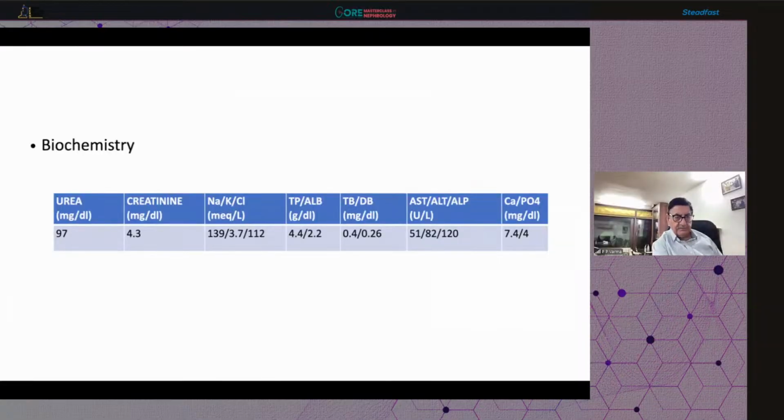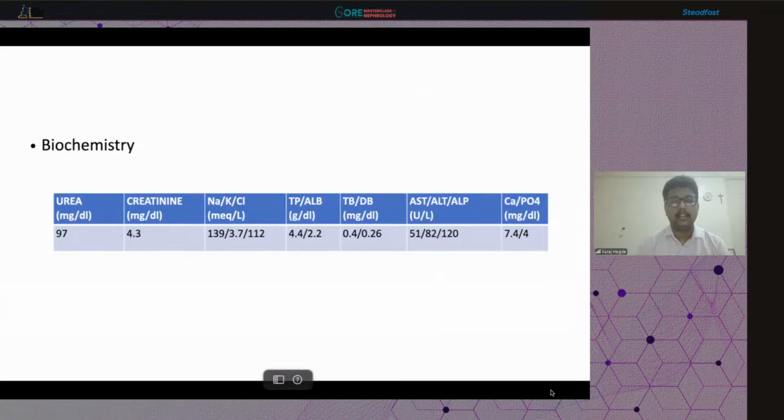So, biochemical parameters. There was a severe renal dysfunction with the urea being 97 and creatinine 4.3. Electrolytes were within the normal range. She had a significant hypoalbuminemia with serum albumin being 2.2 gram per deciliter. And there was a minor elevation of the liver enzymes also, with the ALT being 51 and 82, and calcium and phosphorus being in the normal range, corrected calcium being okay, at 8.6.